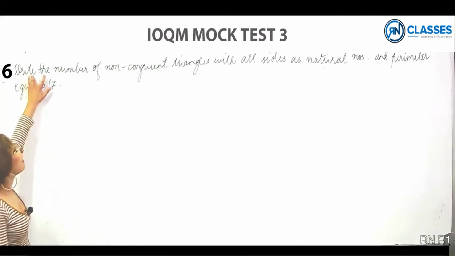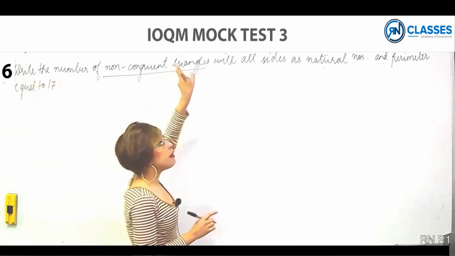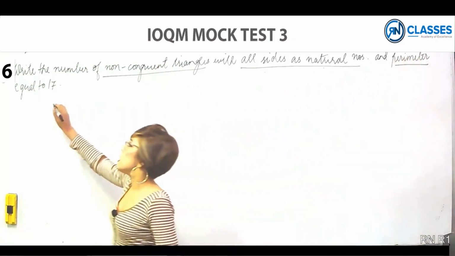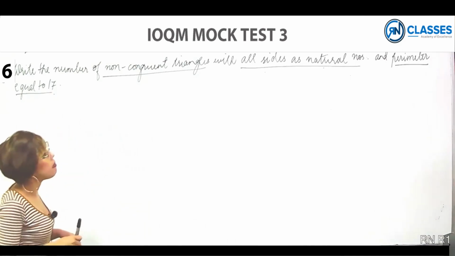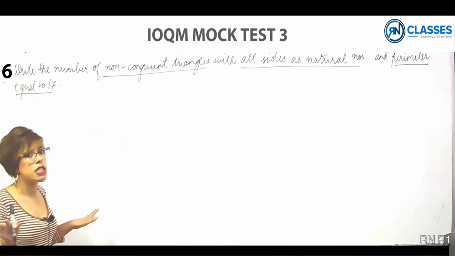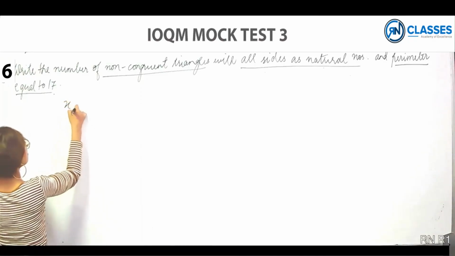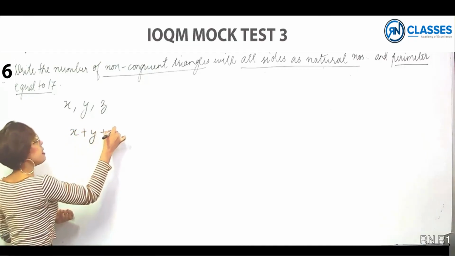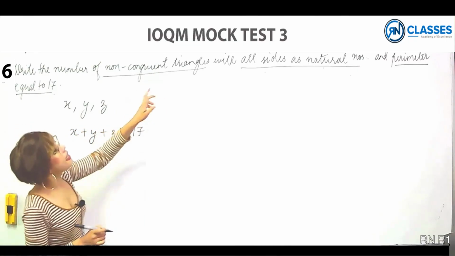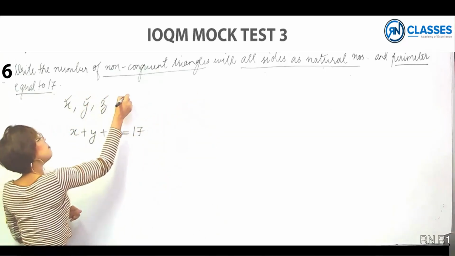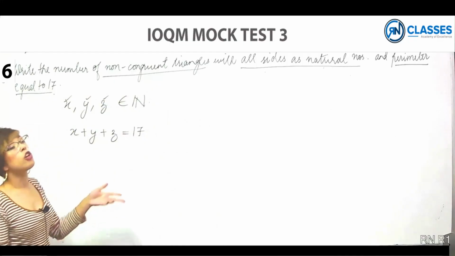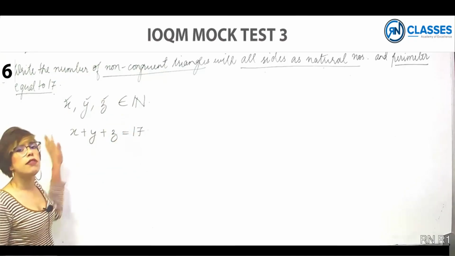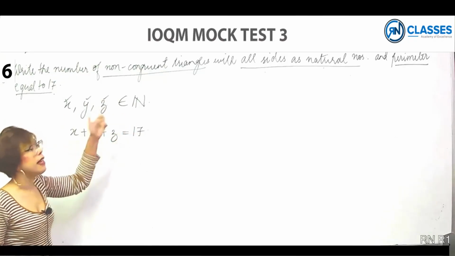Right. He says write the number of non-congruent triangles with all sides as natural numbers and perimeter equal to 17. Now, perimeter is equal to 17. That means sum of all the sides is 17. So let me consider my sides to be x, y and z. Perimeter is 17. That means x plus y plus z is equal to 17. Now, he says that all sides are natural numbers. So that means each of these belongs to the set of natural numbers, and non-congruent triangles. Now, I can write the solution of this equation. That is not a big deal over the set of natural numbers.